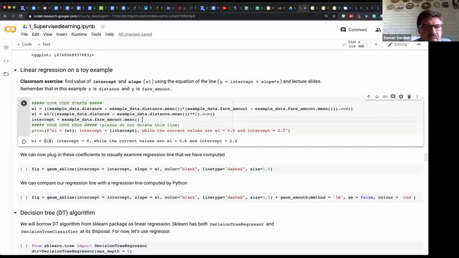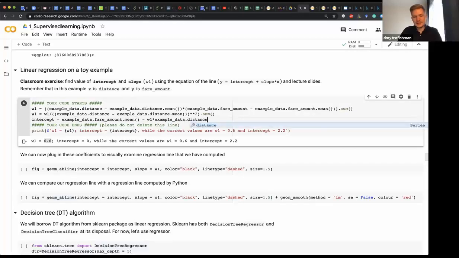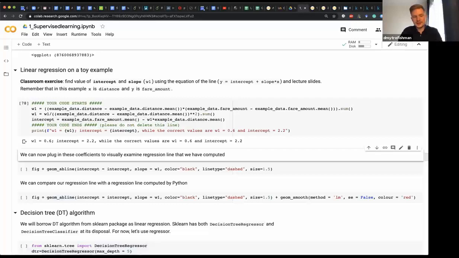Minus average distance. Minus W1 multiplied by average distance. So example data dot distance dot mean, right? If I run this, I can see that my W1 equals 0.6 and intercept equals 2.2, which is supposed to be like this.